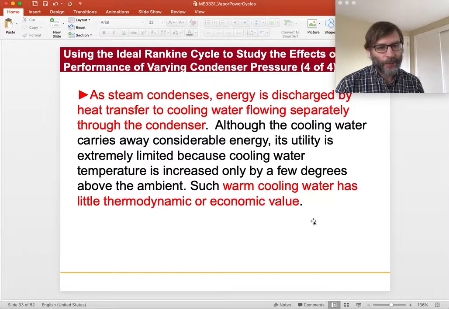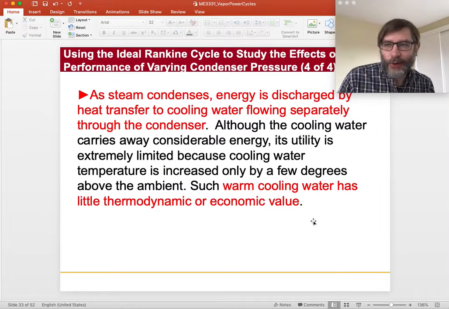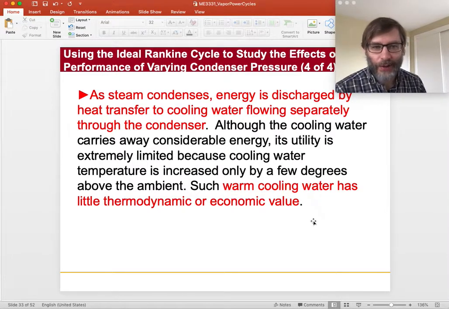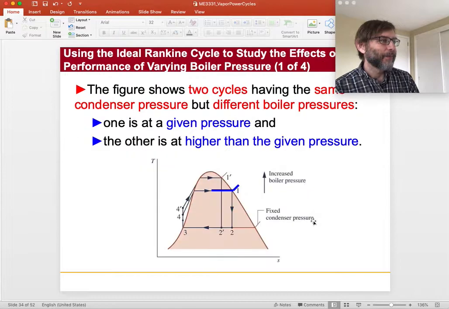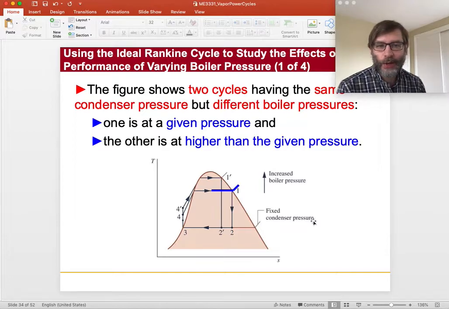All right, so we skipped chapter 7, where we were to learn about the quality of heat. But that's okay. You can learn about that in an advanced thermodynamics class later in your career if you like. That said, even if it has a lot of heat, doesn't mean that it's good, useful heat. The figure shows two cycles having the same condenser pressure but different boiler pressure. So here we go. Here's the converse, right?